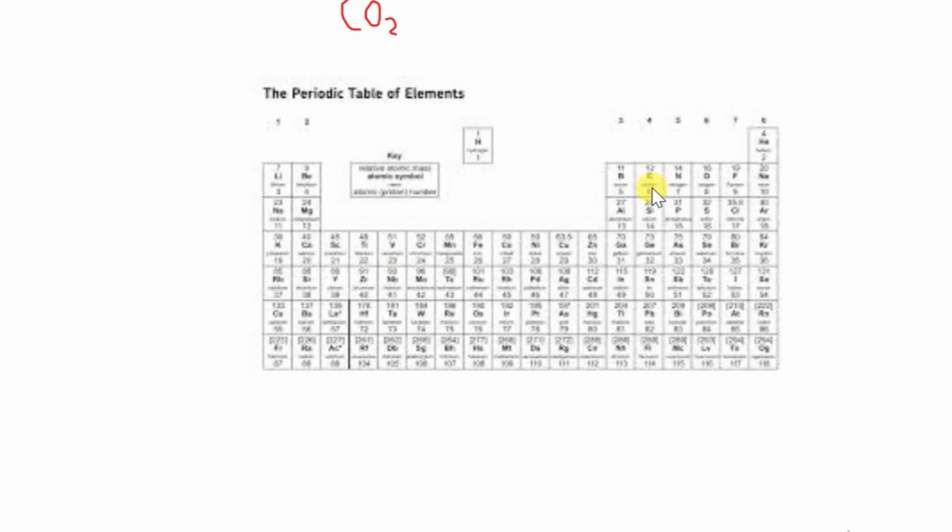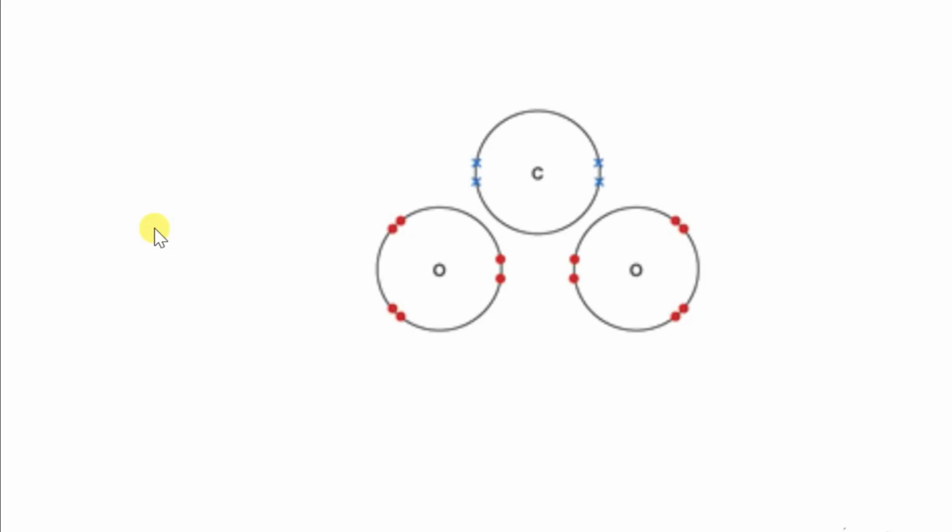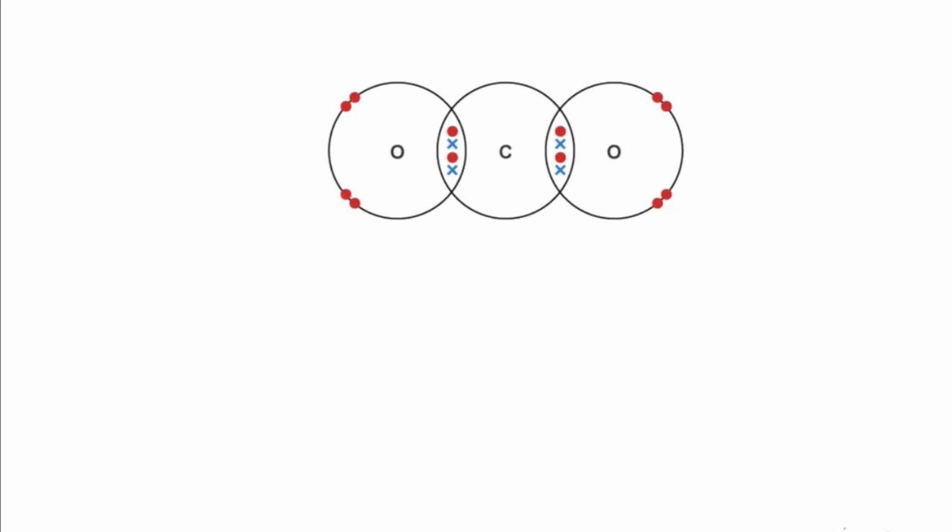Well, carbon is in group 4, so has 4 electrons on its outer shell, so it can receive 4 more electrons, so it can form 4 covalent bonds. Oxygen is in group 6, so 6 electrons on its outer shell. It can hold 8, so it can form 2 covalent bonds. So hopefully we can appreciate that carbon requires 4 more electrons to be stable and have a full outer shell, and each oxygen atom requires 2 more electrons to have a full outer shell and be stable. Well, to achieve this, each atom can share 2 electrons instead.